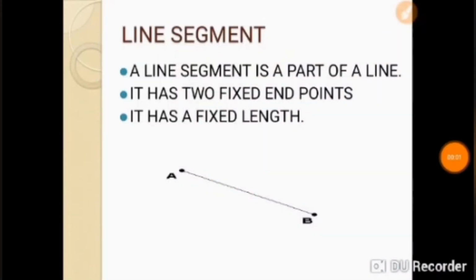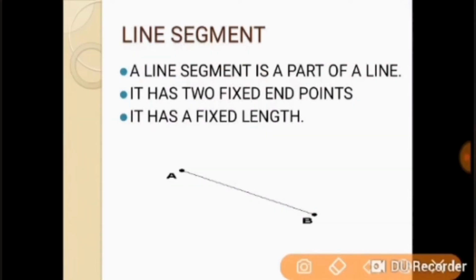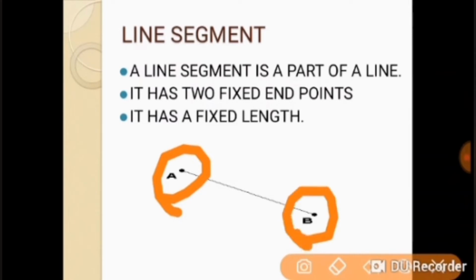Now if we cut a part of a line, so the length of that part will be a fixed length. This part of a line is called a line segment. A line segment is a part of a line which has fixed length. So you can see two end points on this line segment. These two fixed endpoints make the length of this line segment a fixed length.